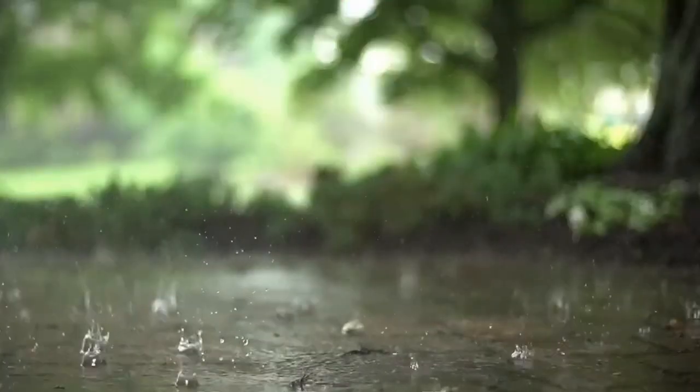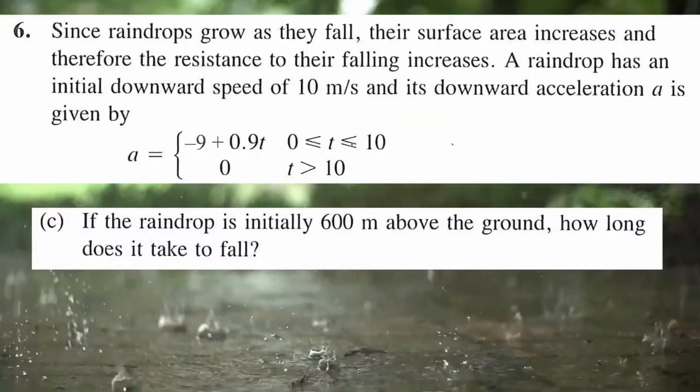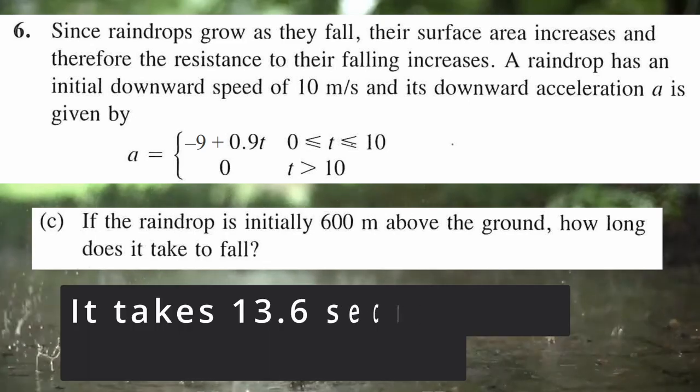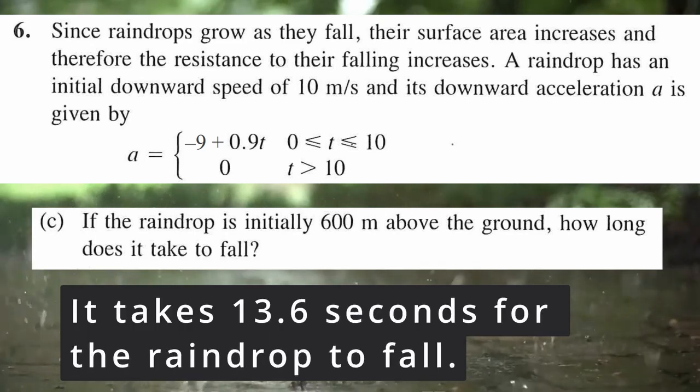So when you look at the question, how long does it take for the raindrop to fall? The answer is 13.6 seconds.